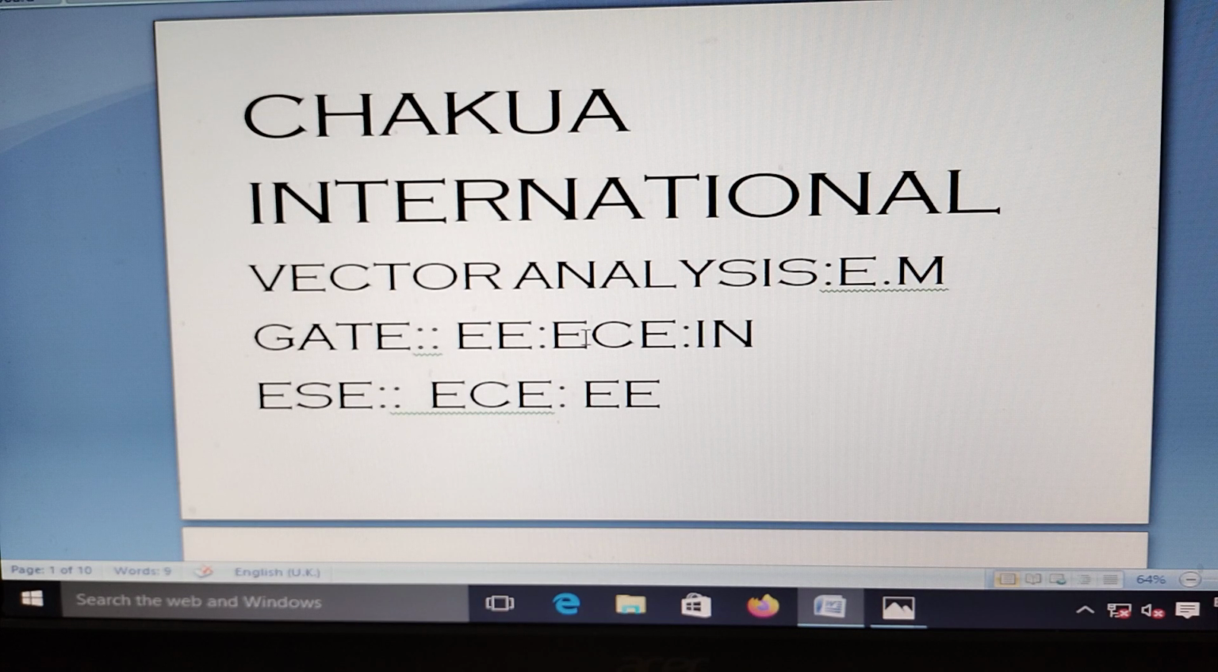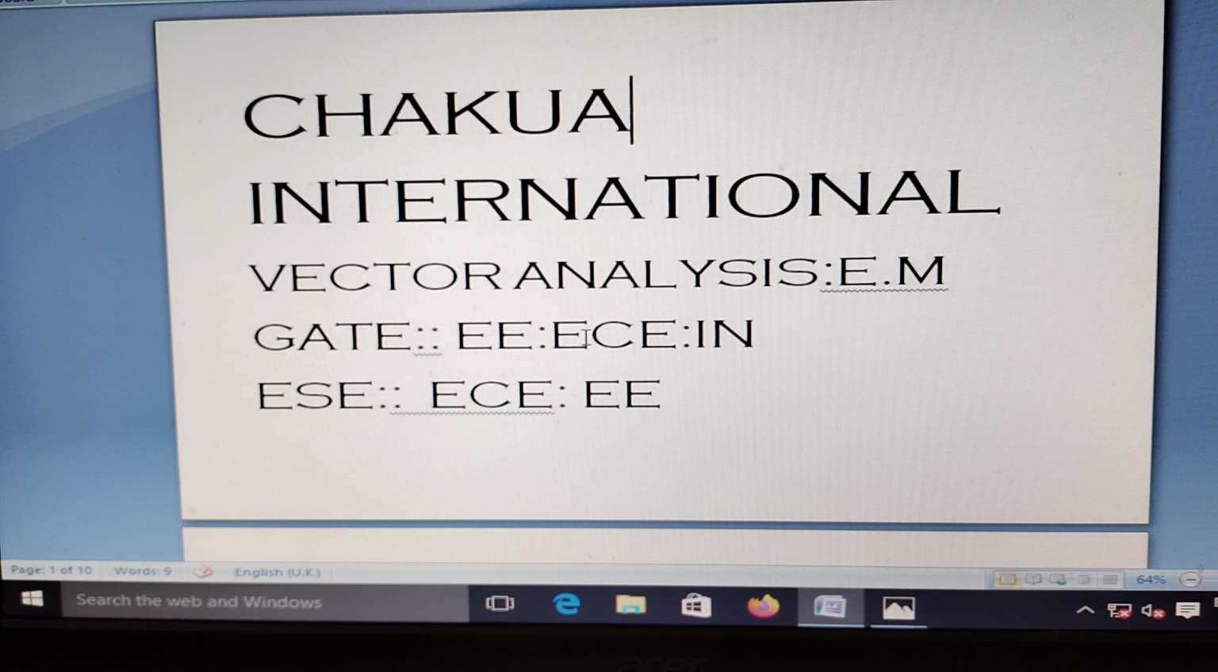This is related to vector analysis of engineering mathematics, related to GATE, electrical engineering, electronics and communication, and instrumentation. Before that, we should know the fundamentals required for this. We should know the dot product and the cross product.